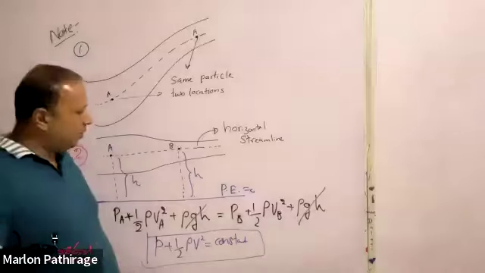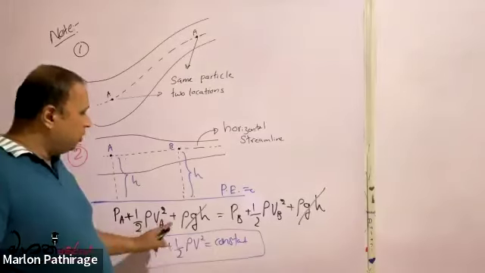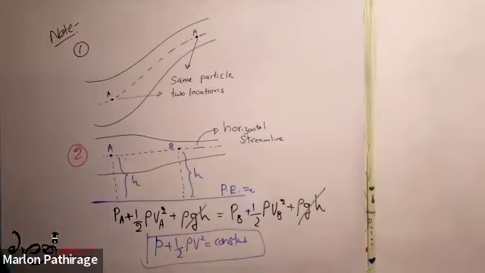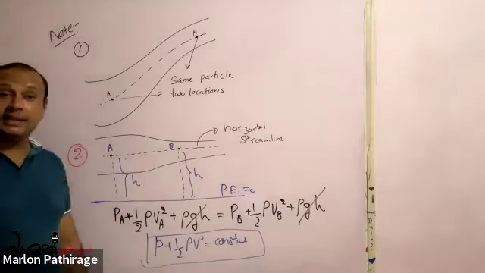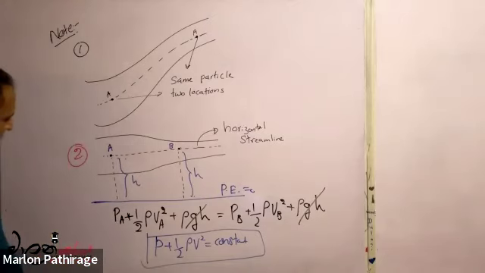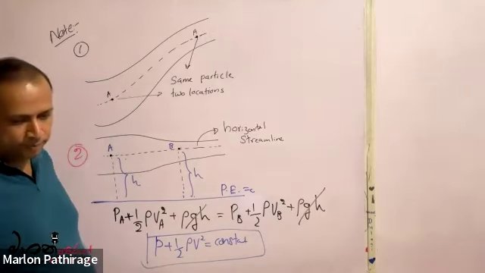If it is a horizontal streamline, I can directly write the Bernoulli equation without rho g h. So that's the second important part. Write down that thing, number two.